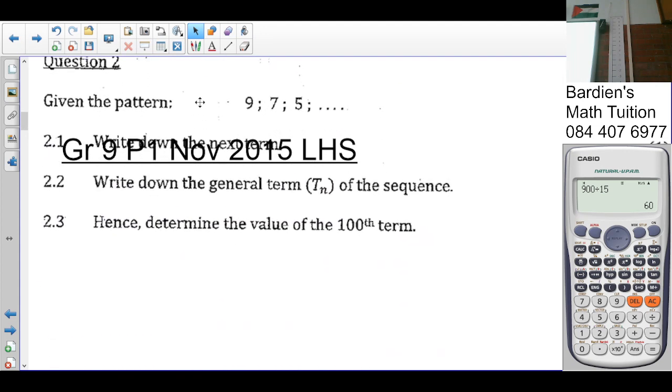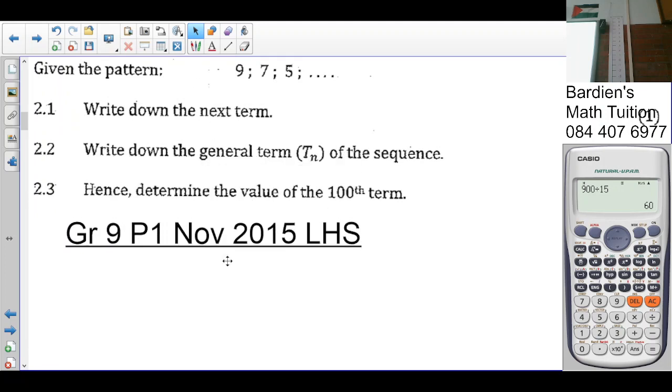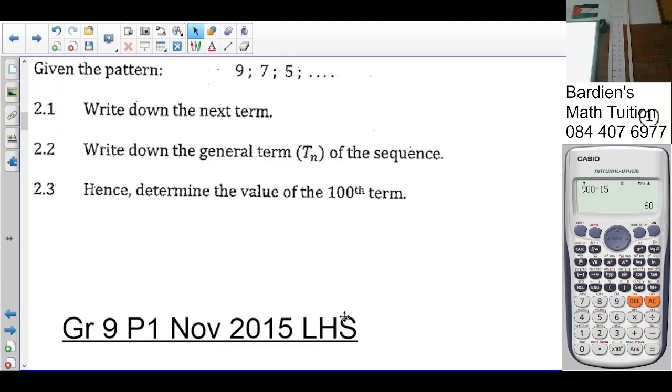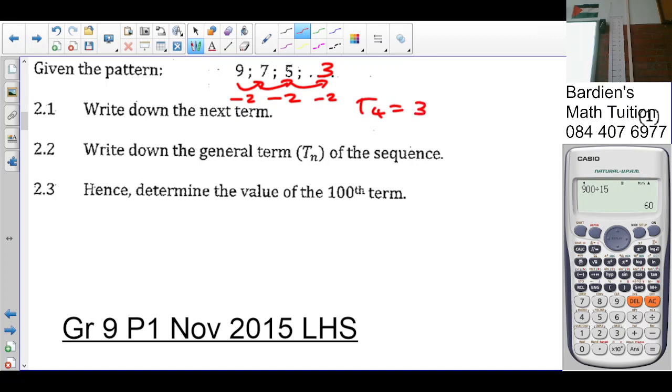Question 2. Given the pattern 9, 7, 5. What's happening here? Dropping every number by 2. So that's going to be minus 2. Write down the next term. If I minus 2, what am I going to get? 3. So T4, term 4, is 3.